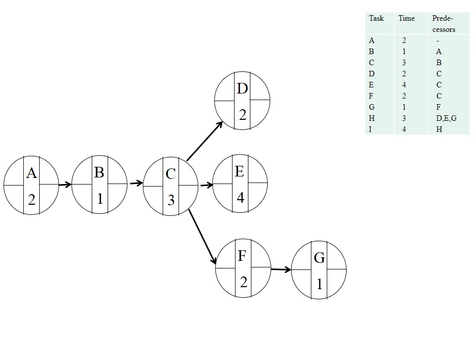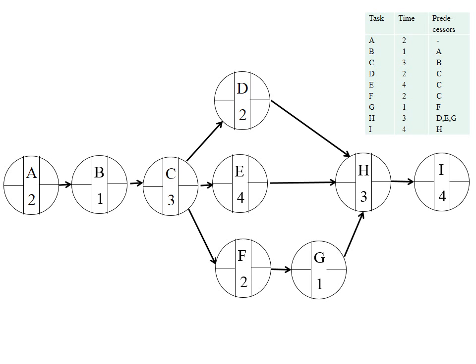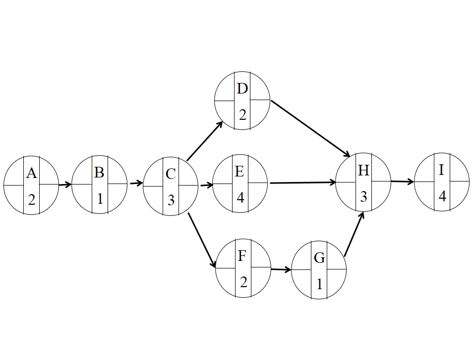G follows F. H follows D, E, and G. And I follows H. So now you have the precedence diagram. Okay, and we'll fill out all the remaining missing pieces in those nodes. All right, so let's start filling out early start, early finish, and so on.